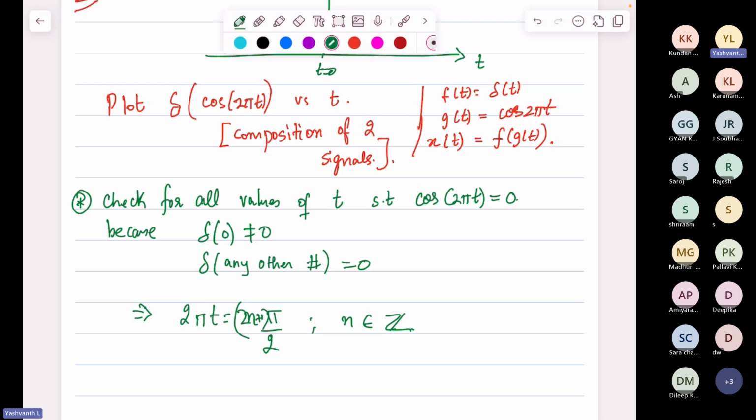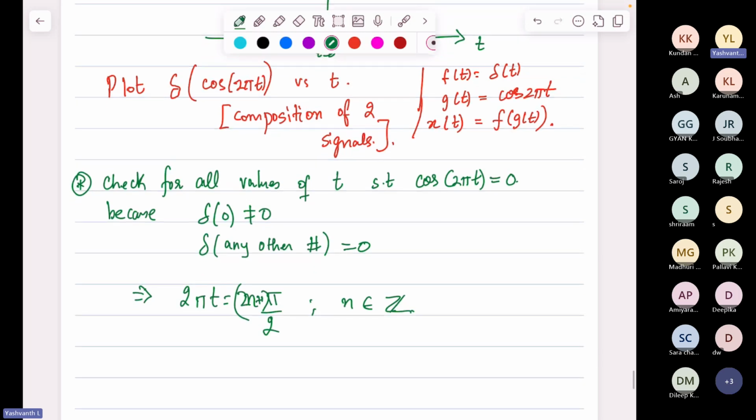Not just n pi by 2, because it should be an odd multiple of pi by 2. Because at cos pi, it is taking the value -1. It is not 0. It should take odd multiples of pi by 2. Only then is cos of odd multiples of pi by 2 equal to 0. Is that okay?